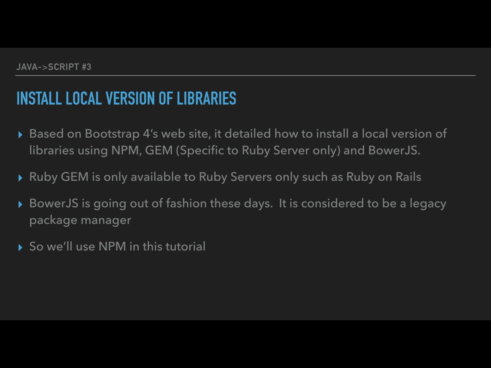The second one is Bower.js. Bower.js is kind of like the oldest client-tier JavaScript package manager, and it's going out of fashion these days. People realize that we don't need to have two different kinds of JavaScript package manager. We don't need to distinguish them. So it is considered to be a legacy package manager in the JavaScript world. And that leaves NPM to be the de facto choice of the JavaScript package manager. And we will use this in the tutorial.